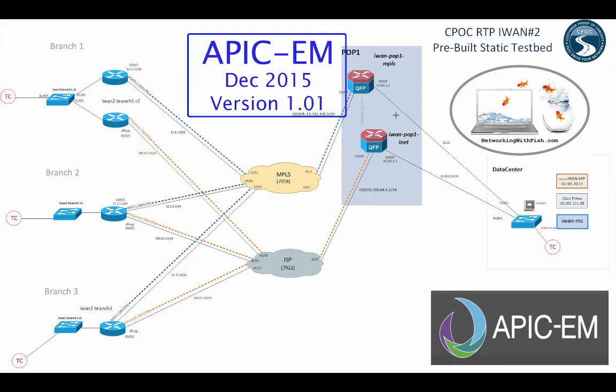What we're going to do today is use the IWAN app within APIC-EM, and we're going to provision the hub in this diagram here. In the POP, IWAN POP 1 MPLS, this ASR 1002X is going to be the DMVPN hub for MPLS. IWAN POP 1 INET, which is an ASR 1002X, is going to be the DMVPN hub for this ISP link.